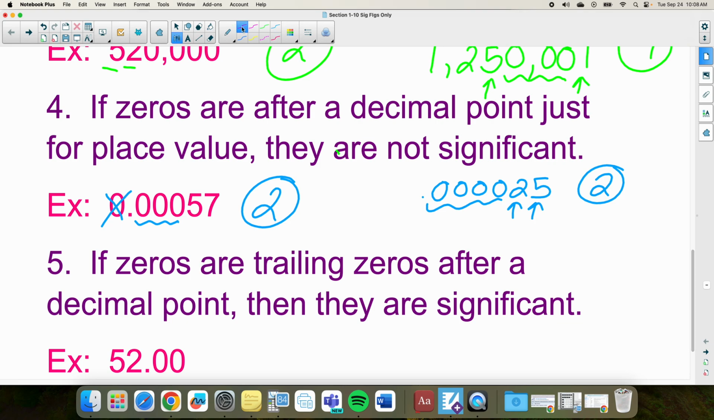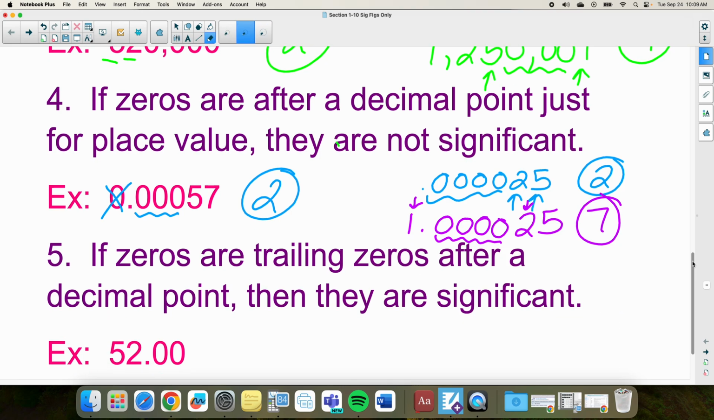If I said to you guys, our number is 1.000025, do you know how now these zeros are in between 2 non-zero numbers? That rule trumps the one where those are just there for placeholders. So if these zeros are in between 2 non-zeros, we do count them. So this would be 1, 2, 3, 4, 5, 6, 7.